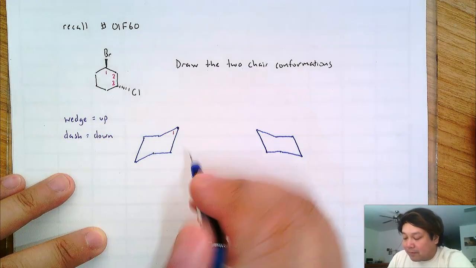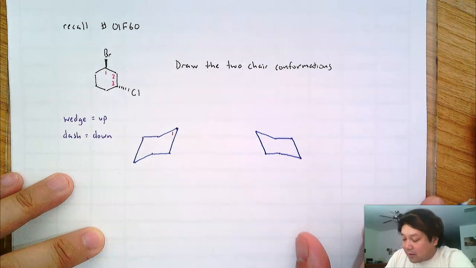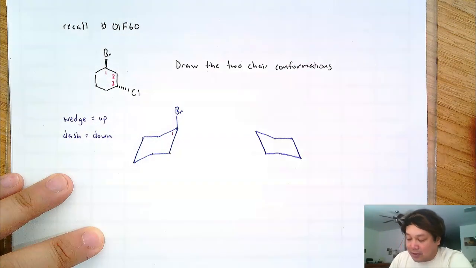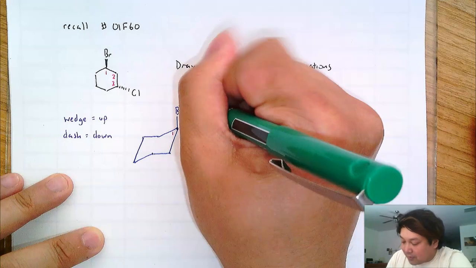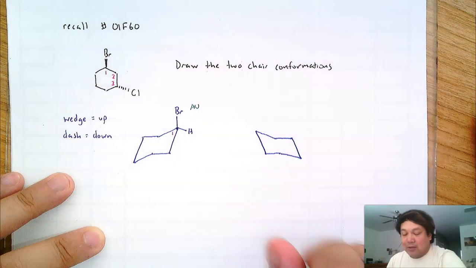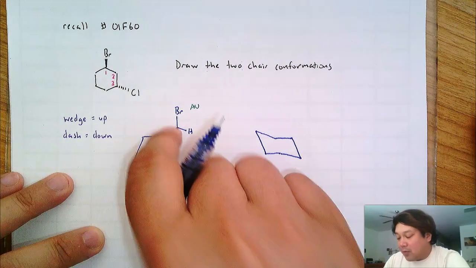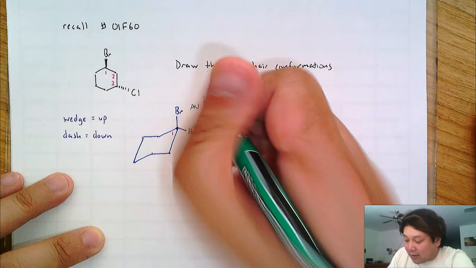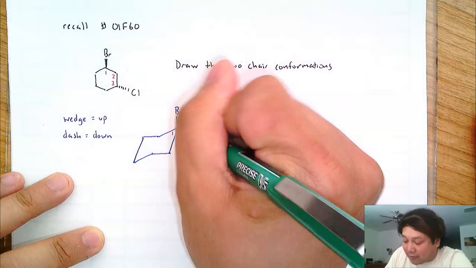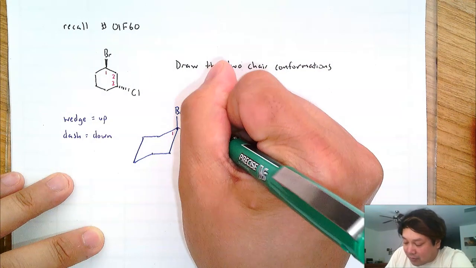On carbon number 1, bromine up is in the axial position. Axial up. What that means is that this hydrogen off the same carbon is equatorial down. And you want to draw your chairs so you see tetrahedral carbons. Equatorial down.